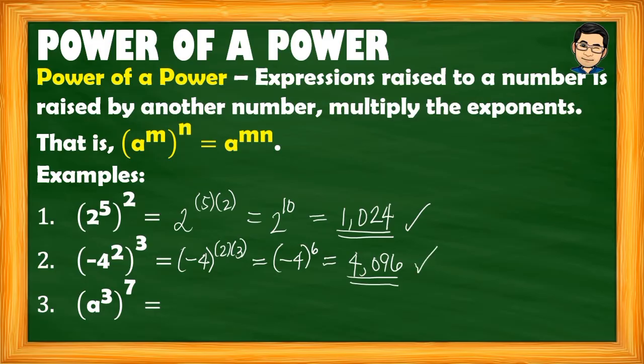Next, the quantity of a cubed raised to the 7th power, that is equivalent to a raised to 3 times 7. 3 times 7 is 21. So our final answer will be a raised to 21.